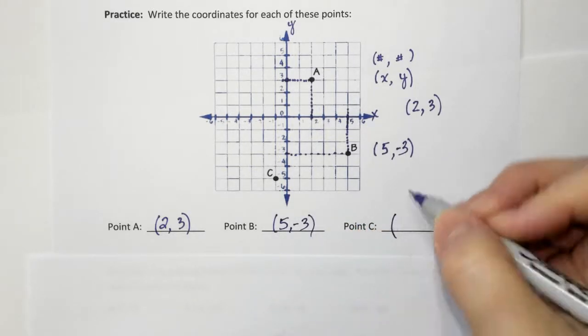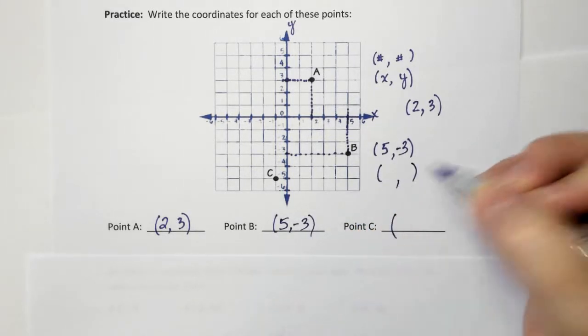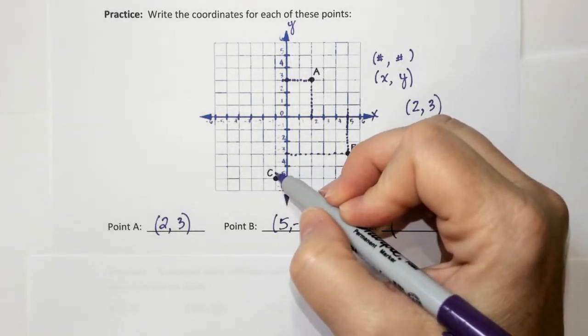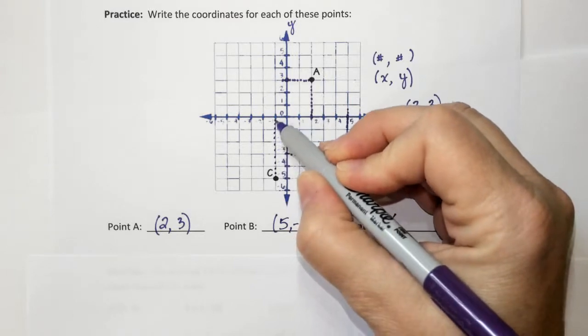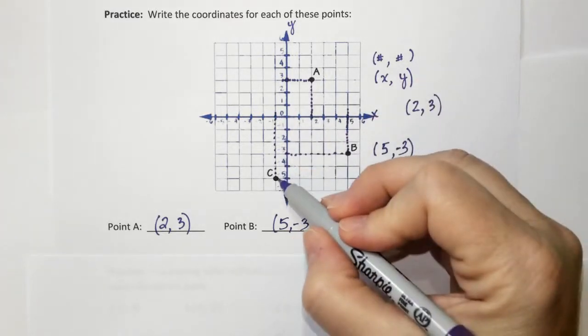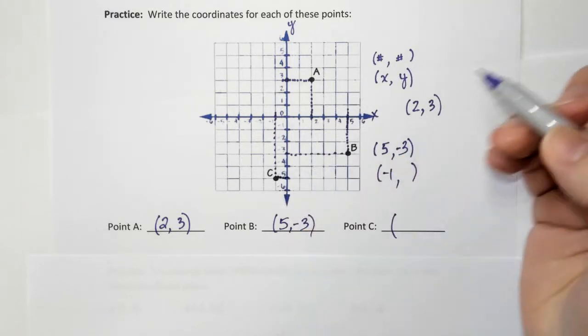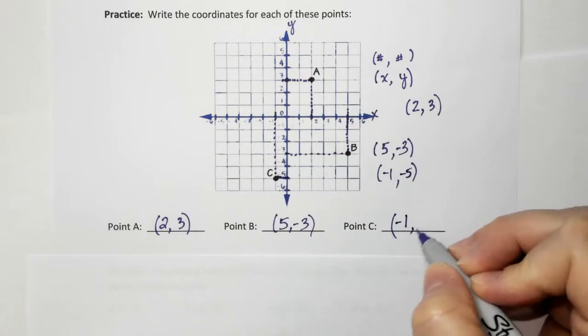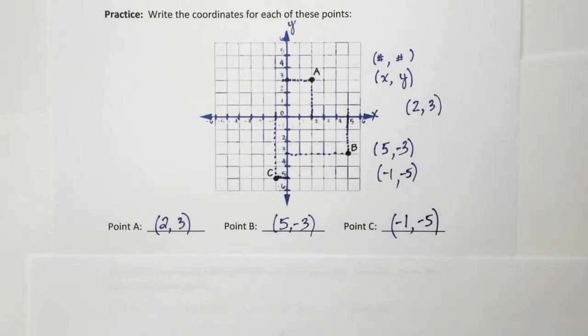Let's do C. Here's C. Where does this line intersect my x-axis? Go up and take a look. It's at -1. And where does my line intersect the y-axis? It's at -5. So point C is (-1, -5).